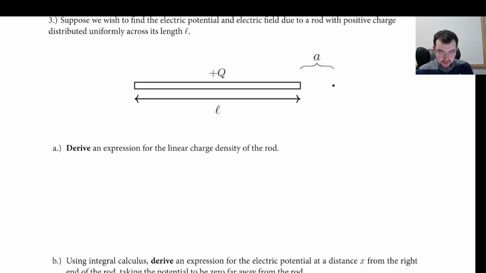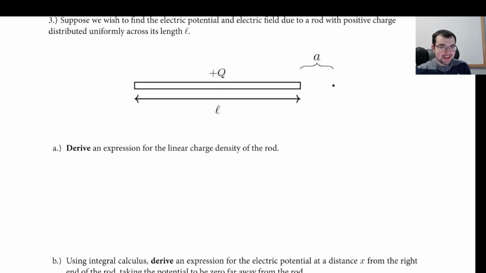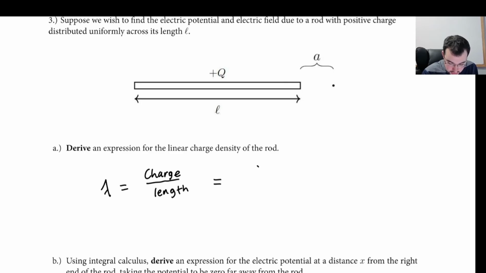So let's do this example that was presented above of field and potential from just a charged rod. We have a positive charge uniformly distributed across a rod. We want the field at distance a away from the end of the rod. First, we just want the linear charge density. Linear charge density is called lambda, and lambda is just charge per length. Pretty straightforward, we just have a charge Q and a length L. So anytime we need a lambda, we know it's Q per L.